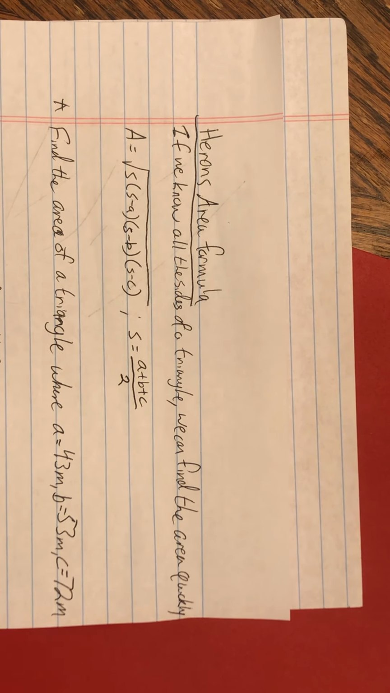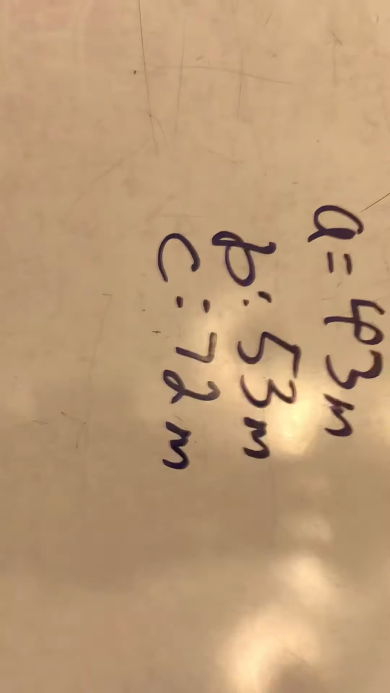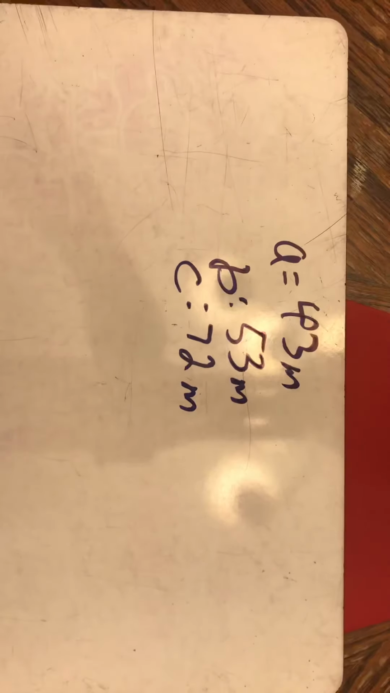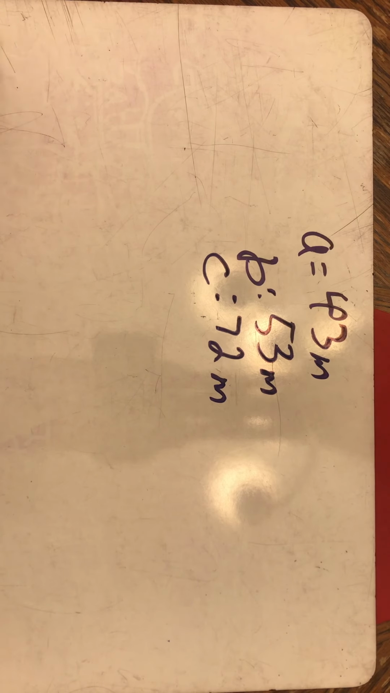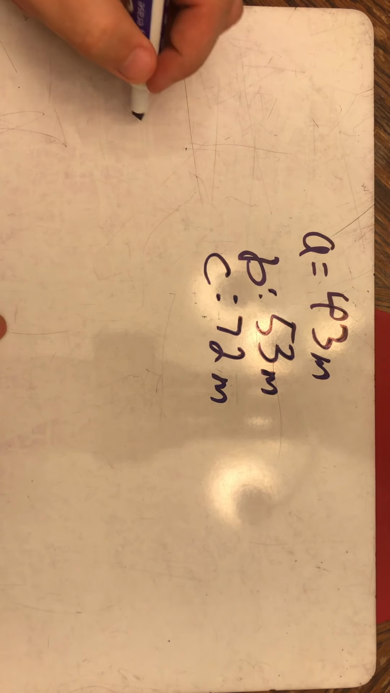Now what I'm going to have you guys do here, we're going to find the area of a triangle where A is 43 meters, B is 53 meters, C is 72 meters. Okay. So we have our A, we have our B, we have our C. First thing I'm going to have you guys do, find S.